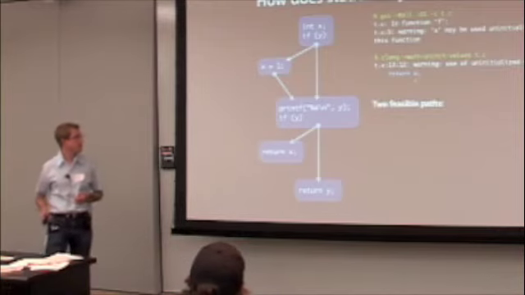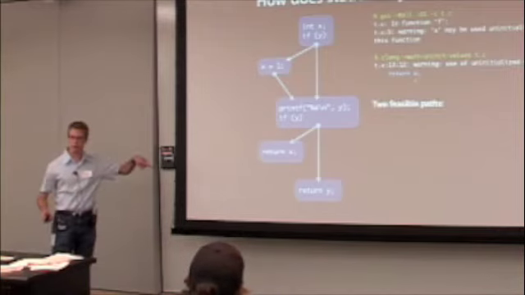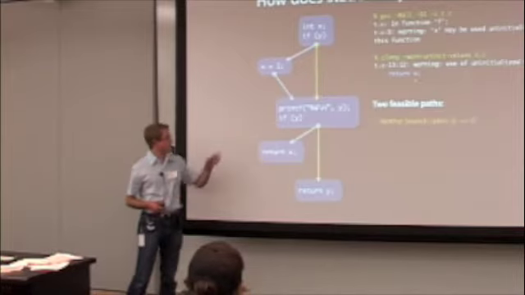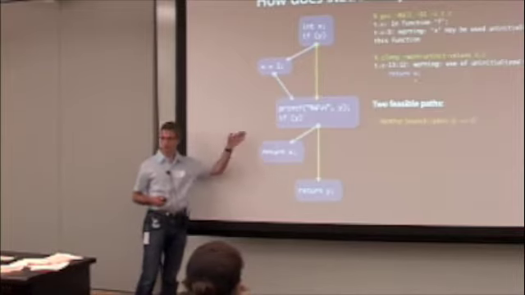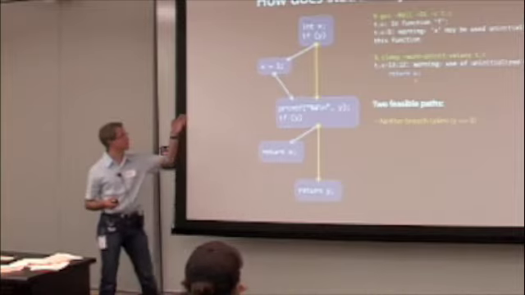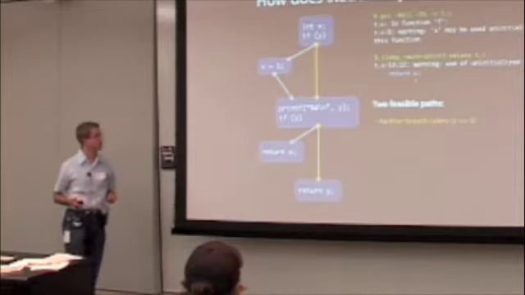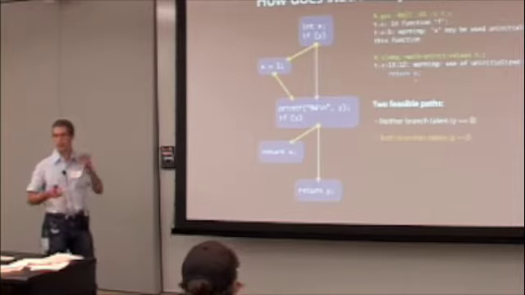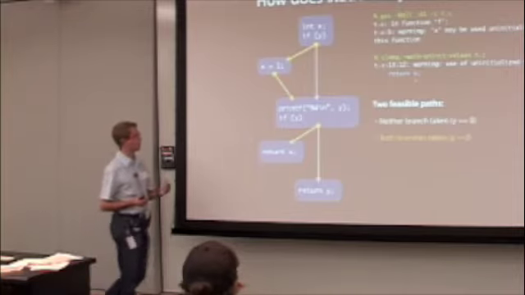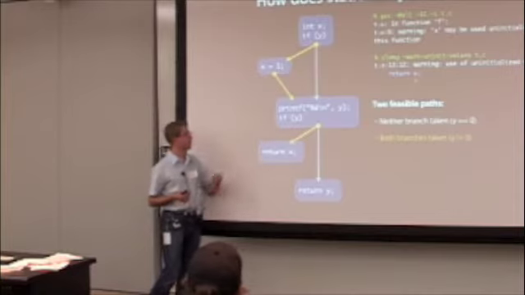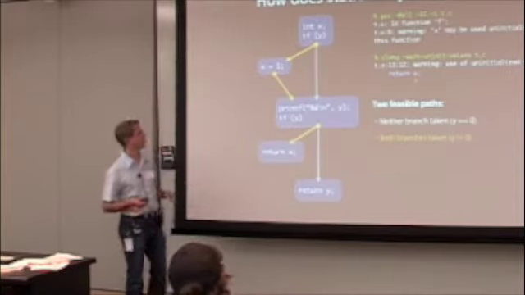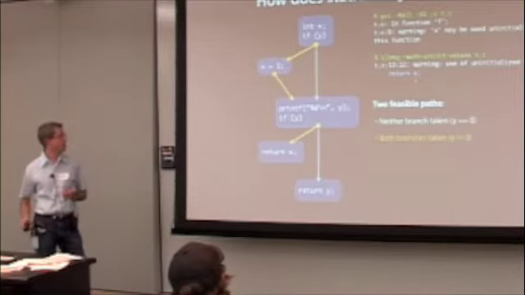Well, essentially there are two feasible paths through this CFG. The first case is that both branches are taken, right? Because they're control dependent. If y is 0 at the top, it's 0 at the bottom. In the other case, y is not equal to 0. It could be any value not equal to 0, which is fine. In that case, neither branch is taken.